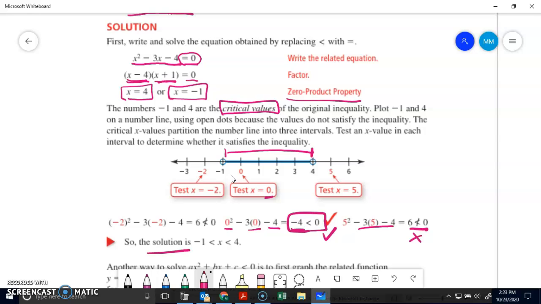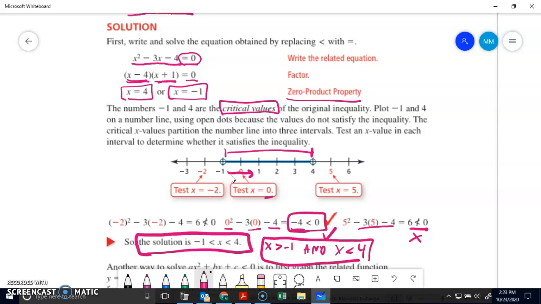And I would write that, and here's the final answer, as negative 1 is less than x is less than 4. It's those and compound inequality statements that were and statements from Algebra 1. Another way you can write this is that x must be greater than negative 1. That's what this is telling us. And, you have to have the word and, x is less than 4. That's an alternative way to write the solution. But I think this one is better.